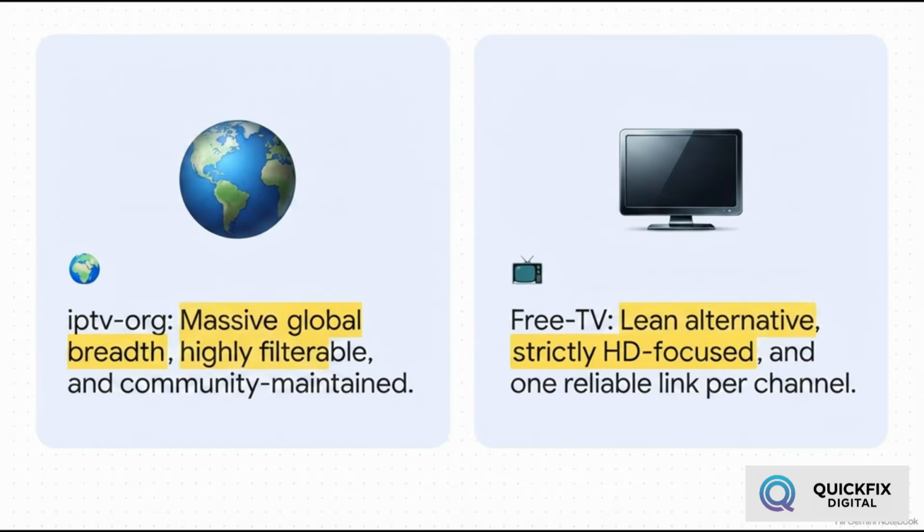Now, if the sheer volume of IPTV.org feels a bit overwhelming, no worries. Your secondary approved source is Free TV. While IPTV.org gives you that massive global breadth, Free TV is built on a much leaner philosophy. It has fewer channels, sure, but it is strictly HD focused and offers exactly one reliable link per channel. No duplicates, no clutter. It's fantastic if you just want things to work right out of the box.